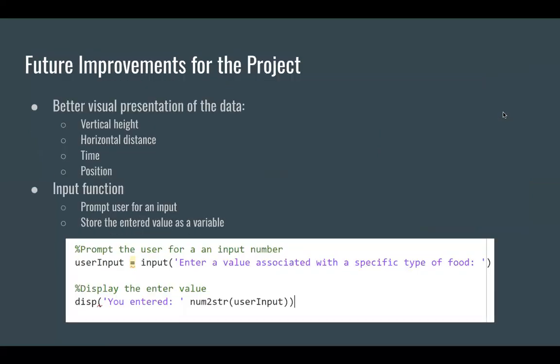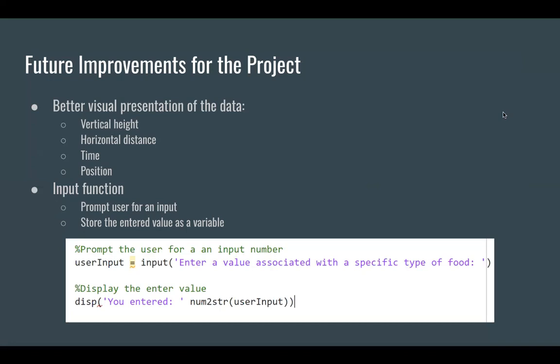For future improvements of this experiment, it would be best to take into account all of the variables being used, such as vertical height, horizontal distance, time, and position. These were all estimated values, and to improve the accuracy of the experiment, it would be best to have a better visual representation of this data.